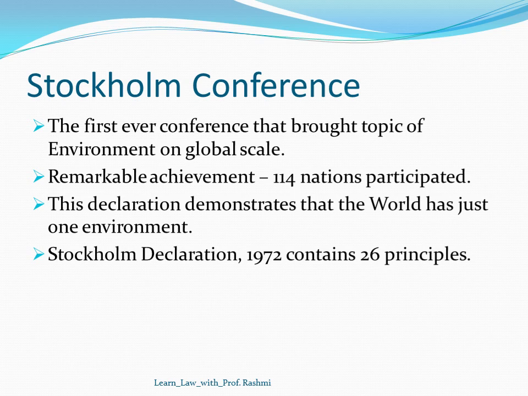This declaration demonstrates that the world has just one environment. What does this mean? When I, as a nation, am doing some activities, I cannot say this is my nation, my land, my territory and I can do what I want. When I am talking about development, though in my territorial jurisdiction, it is going to affect the environment as a whole, because environment cannot be separated from nation to nation or country to country. Environment is one thing which is available to the whole world. This declaration contains 26 important principles which talk about environment and development.